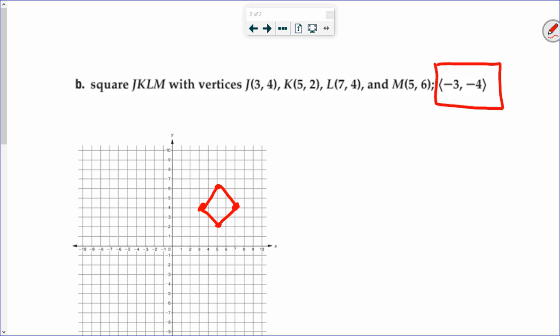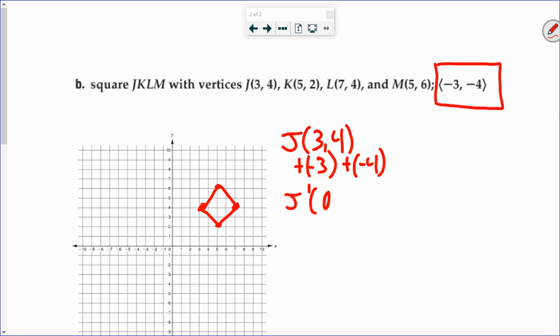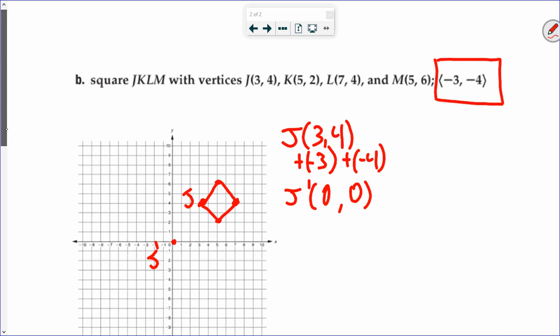Just take the point J. J is (3, 4), and we're going to add the x value. If we're adding a -3, that's really just subtracting 3. Then we're going to add a -4. So J prime goes to 3 minus 3, which is 0, comma 4 plus -4, which is 0. This point goes to J prime at the origin. You want to move all of the points in this exact same way. I'll let you guys finish this one up.